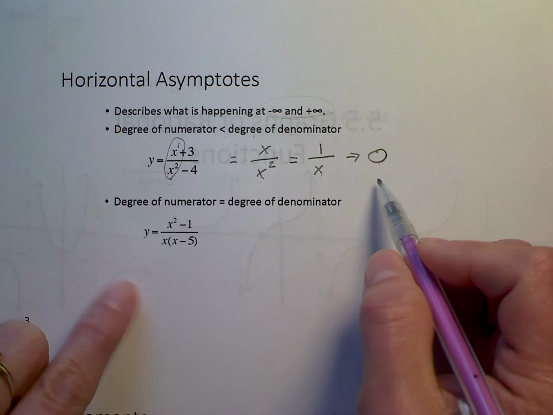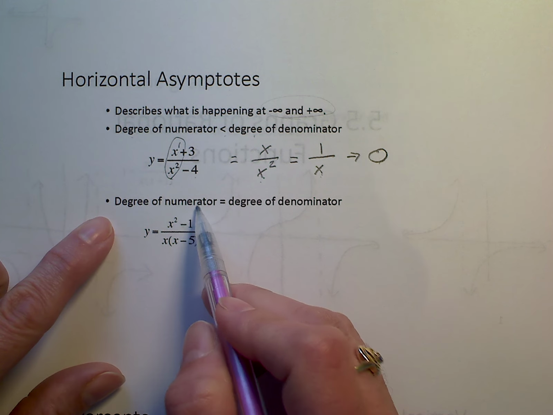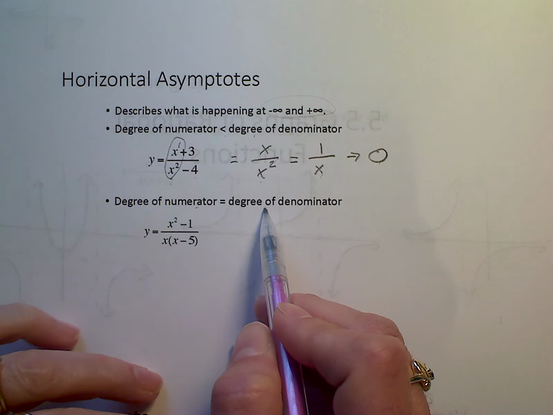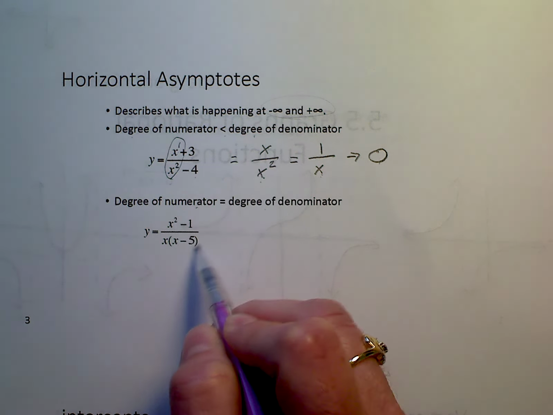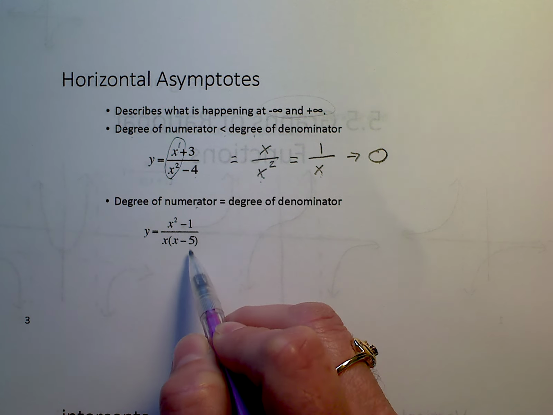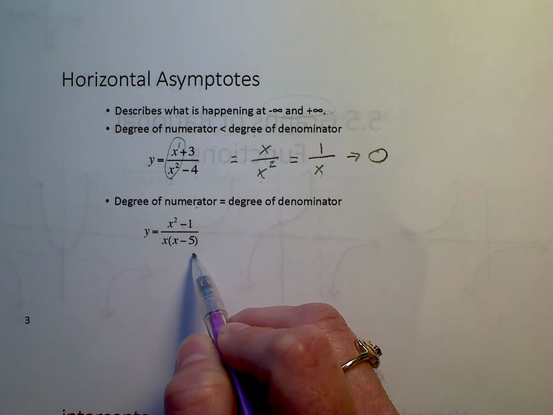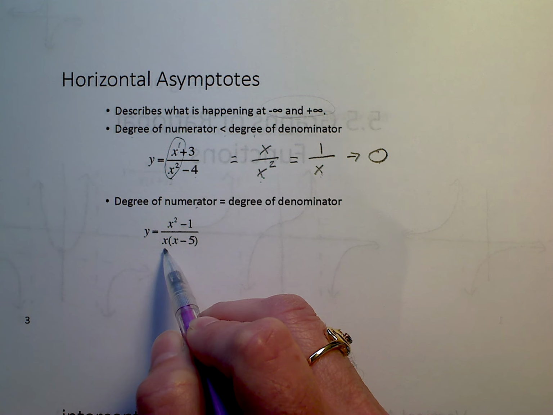Okay? The other case we're going to look at is when the degree of the numerator is equal to the degree of the denominator. Look at this. The degree here is 2. And if I multiply this together, the degree is 2, because this will be x squared minus 5x. If you're unsure about that, pause, multiply it out and see that, okay?